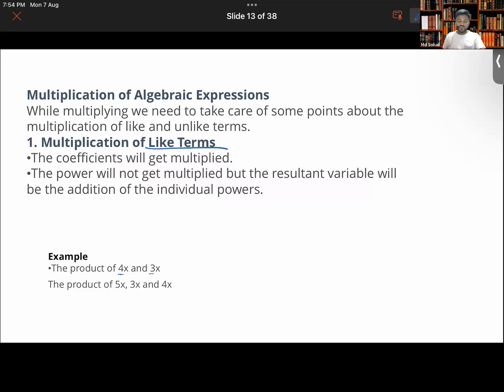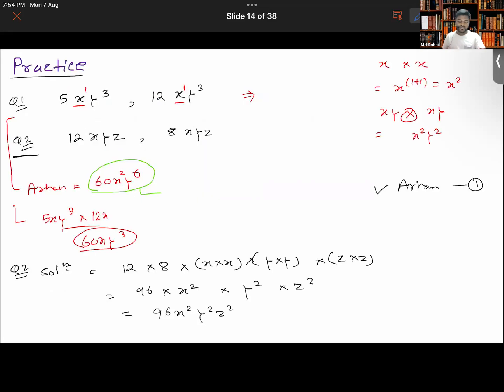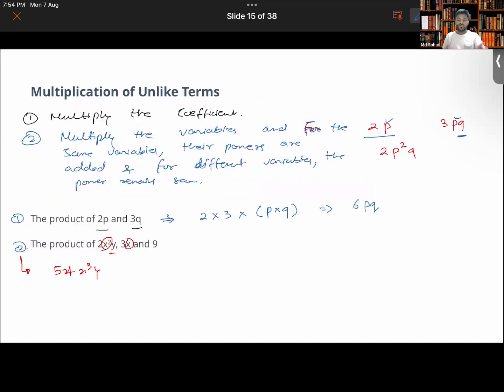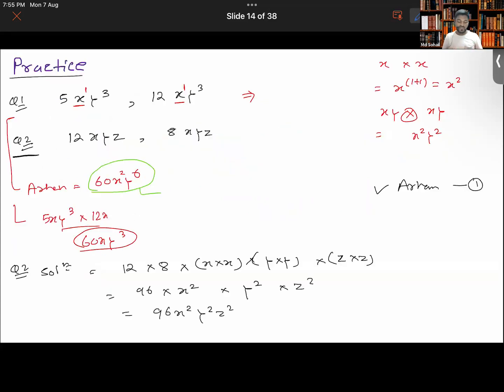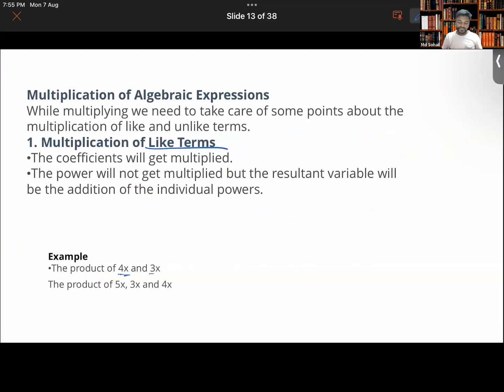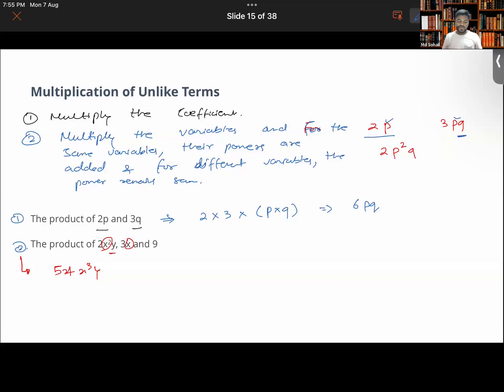Whether you are multiplying like terms or unlike terms, what basically happens? We first multiply the two coefficients. And what about the variables? If the variables are the same, in the case of like terms, for example, this x and x are the same here, and we know that their degree, power here, is 1. So their degrees are basically getting added, right? And for unlike terms also, the degree values of the variable basically get added, right?